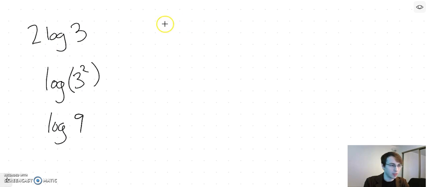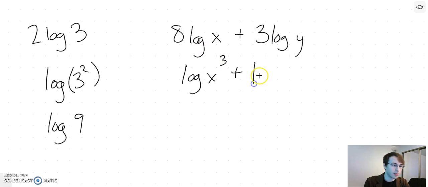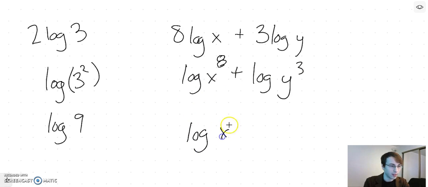So you could turn something like 8 log x plus 3 log y into the log of x to the 8th plus log of y to the third, and then using the addition rule, that would become log of x to the 8th, y to the third.